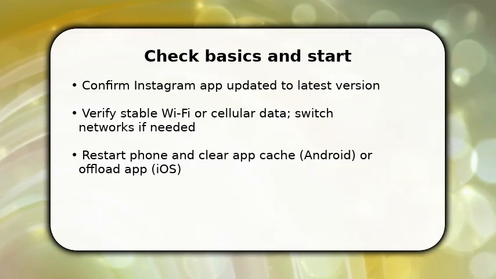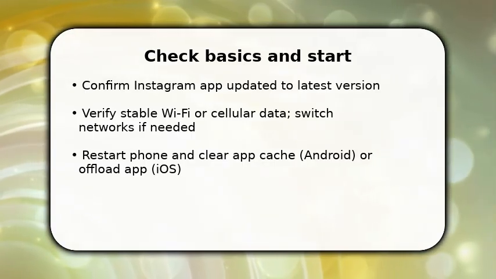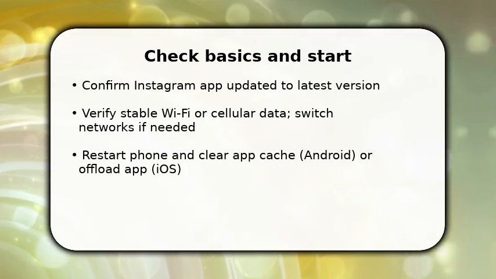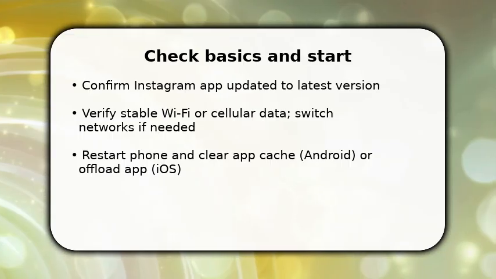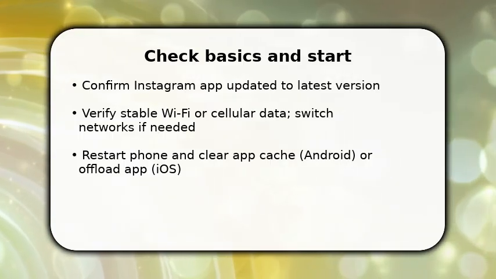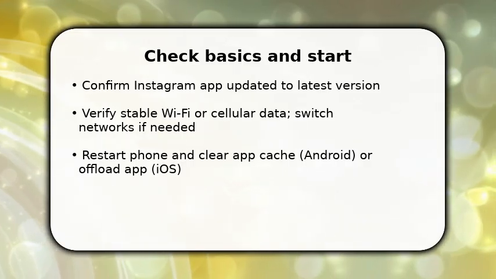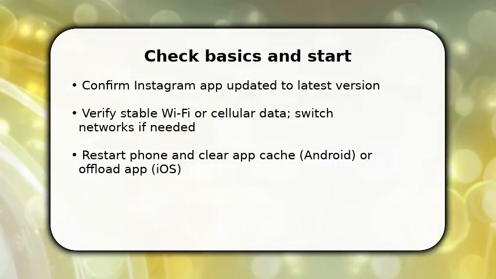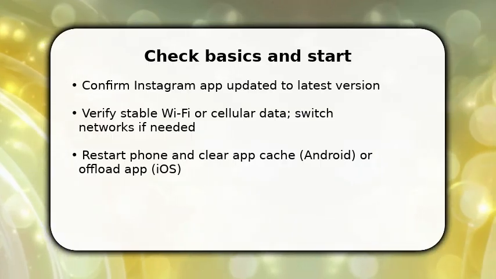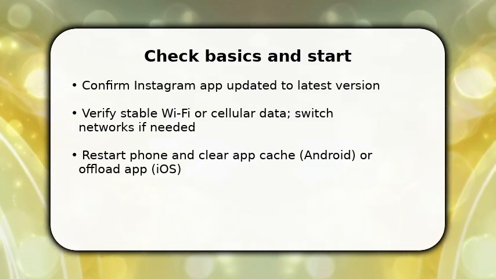You'll begin by making sure the app and connection aren't the issue. Update Instagram, then switch between Wi-Fi and cellular to rule out network glitches. Once done, restart your phone to clear temporary faults and clear the app cache on Android or offload the app on iOS to remove corrupted files while keeping data. These steps remove the most common barriers quickly so you can isolate whether the problem is the device, the network, or the app itself, and then move to targeted fixes.